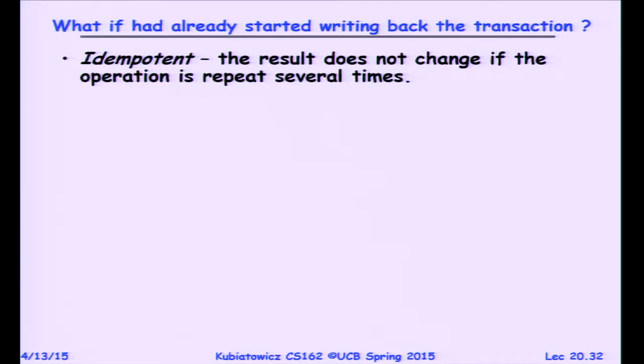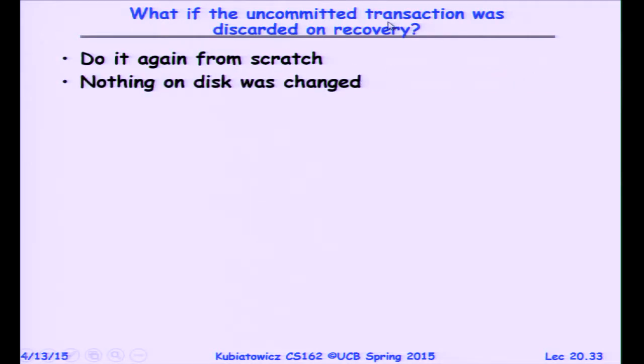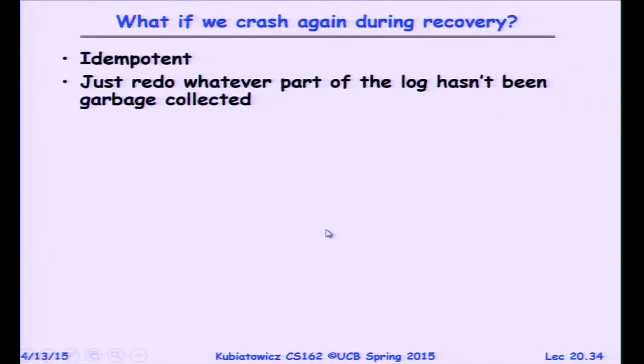These are physical writes, rather than logical writes. We just write them again, so we can actually crash multiple times if you do this correctly. What if the uncommitted transaction was discarded on recovery? It's okay. Nothing on the disk has changed. What if we crash during recovery? We just recover again. The nice property of this is that once you get the commit record in there, your action has happened atomically, even though you have to get it into the file system in the background.